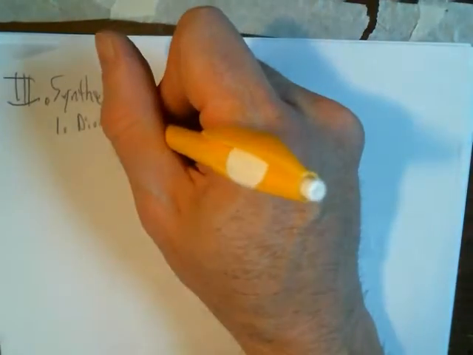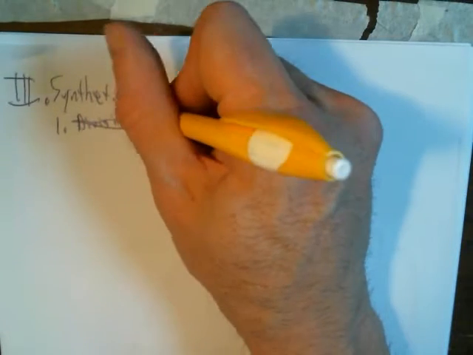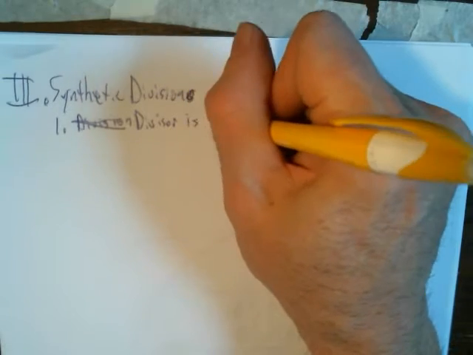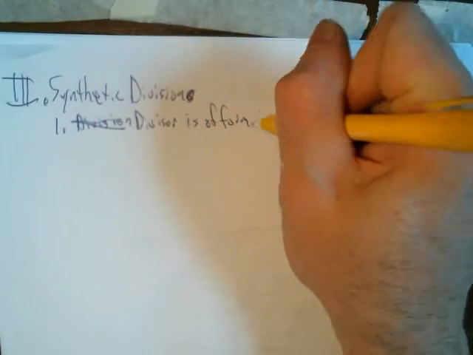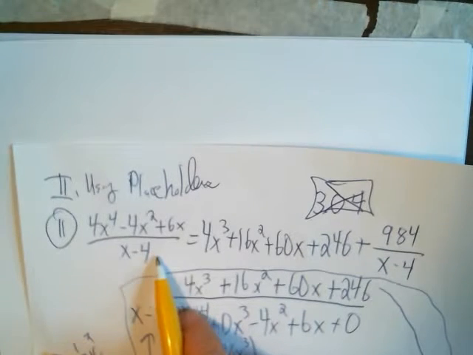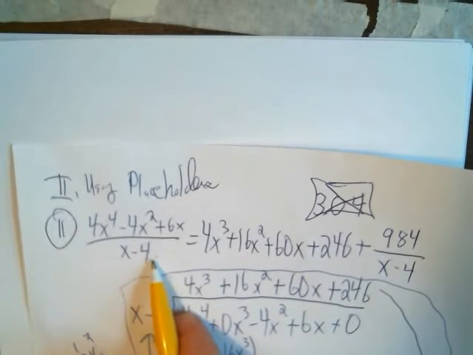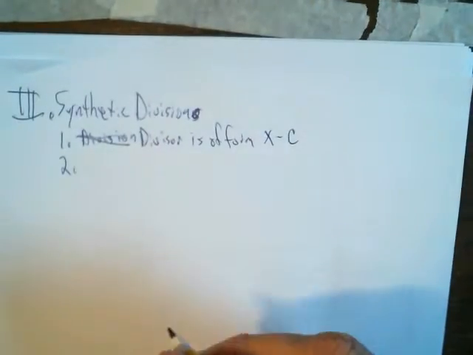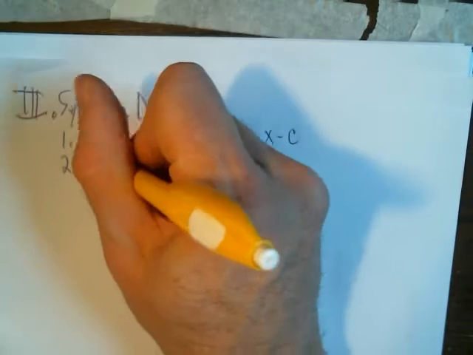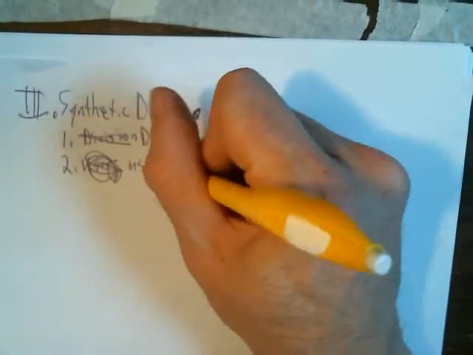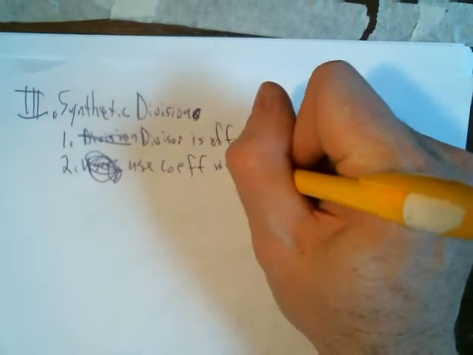So the divisor here must be of the form x minus c. Okay. So the thing you see in the denominator of your fraction must be some x minus c. In this case, c is 4. Secondly, then, you're going to be using the coefficients without the variables.